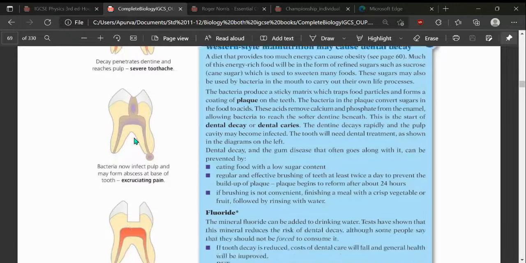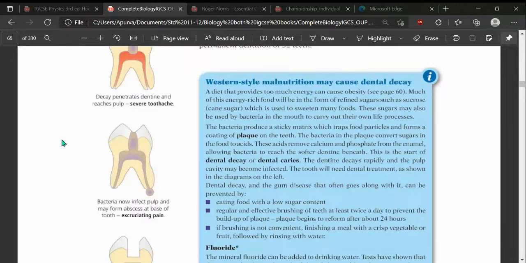So what happens is when you eat sugar, the bacteria, as they are saying here, take the sugars and eat them, and their waste product is lactic acid. That comes on your teeth and causes them to decay. And they form this coating called plaque on your teeth.